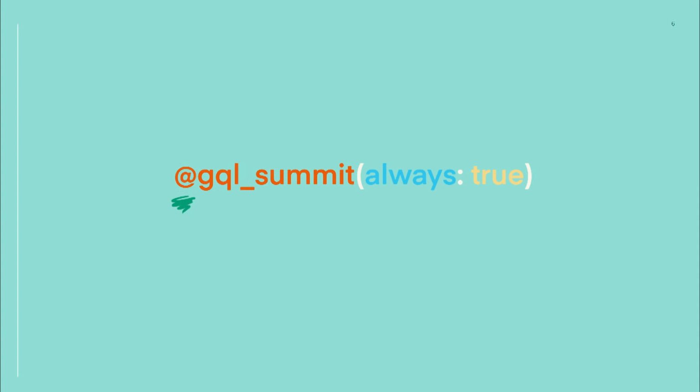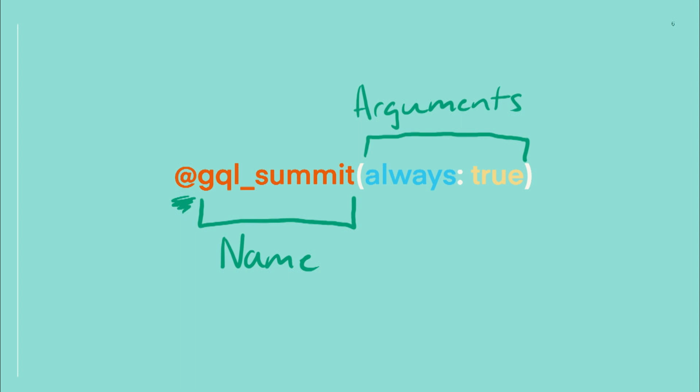So you have the little @ symbol, and I'm sure if you've seen a decorator before, that's really common, and I'm assuming that's where they got this pattern from. They have a name of some sort. Here I called it GQL Summit, and then sometimes you can have arguments. You don't need arguments, but you can pass them in. And they're all typed how you would expect them to be.